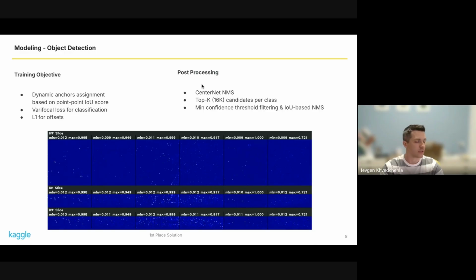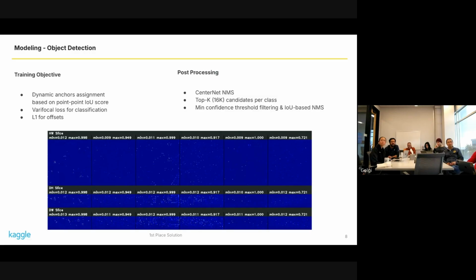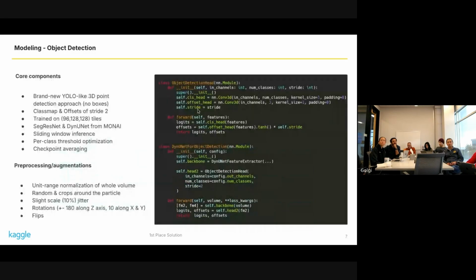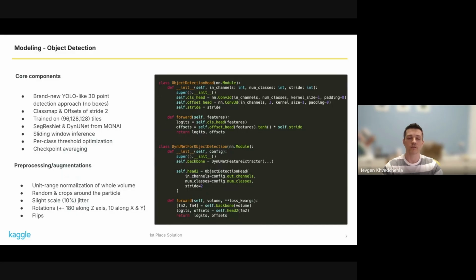That's for the object detection. Any questions on that part? I have a question on the previous slide. The augmentation you were doing with the scaling, is that just expanding or shrinking the crop? It's a scaling of the crop. Essentially, I modify the physics and make the particle either bigger or smaller.